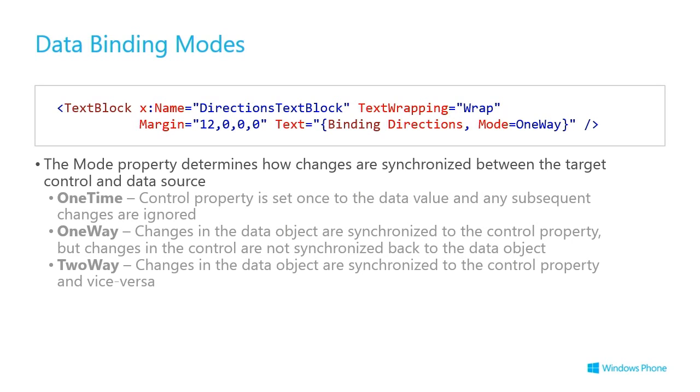Right. One-way loads the page up and gets the values from the underlying data object, but then if you've got some code that's running in the background, maybe going off to a web service, updating the properties of your underlying data object, the UI will keep in sync with that. So every time your code changes a property on your data object, the UI will update in sync with that. Okay, that's good.